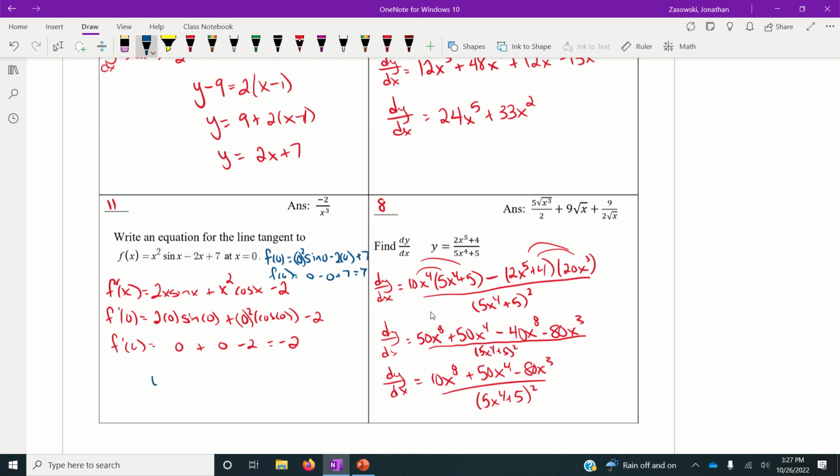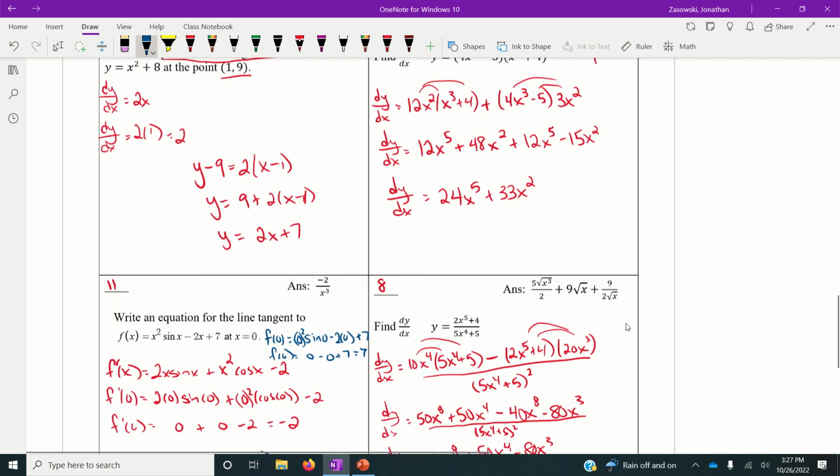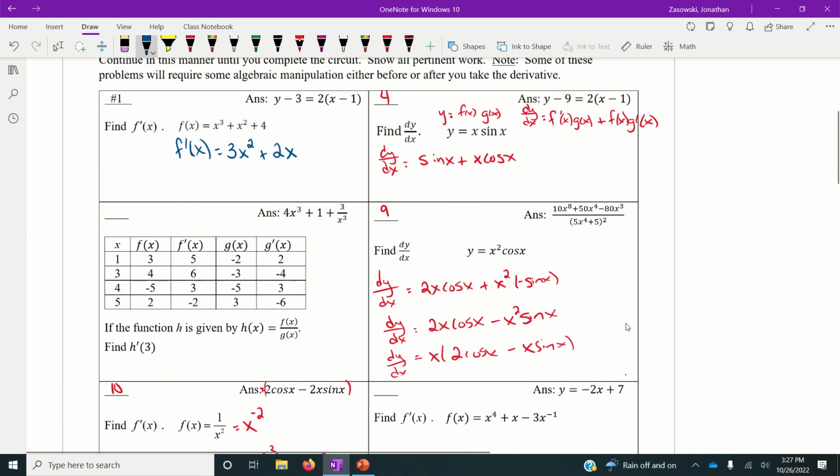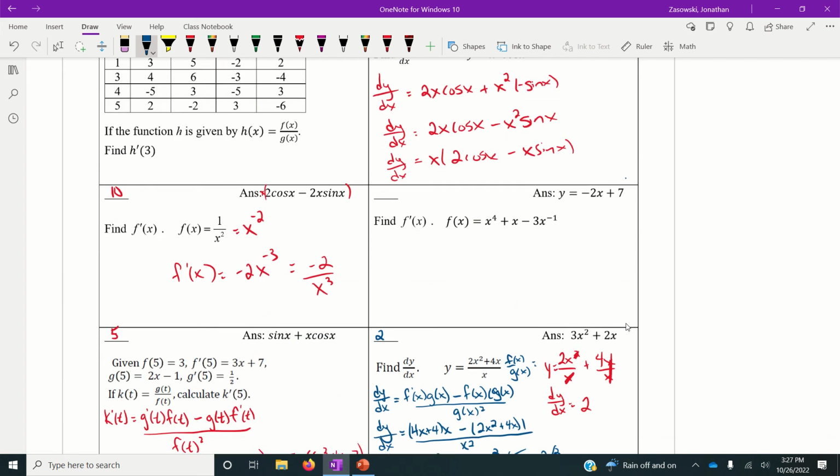So my formula is going to be y minus y1, which is 7, equals the slope, which is negative 2, times x minus 0. And if you just distributed here and moved the 7 over, we would get y equals negative 2x plus 7. So it could be either one of those things, but there is my answer there.